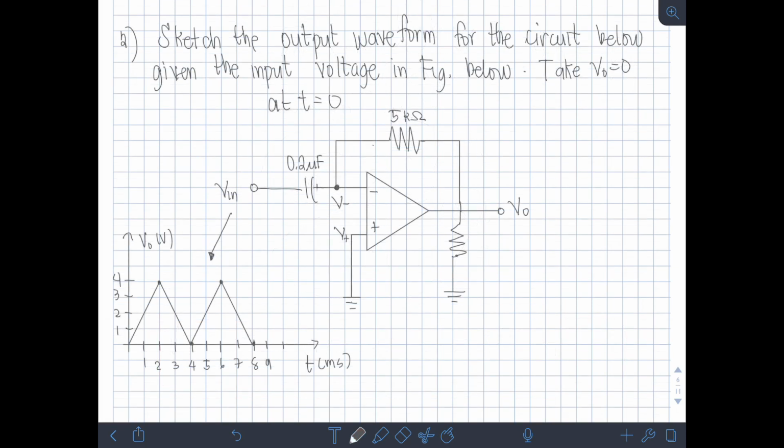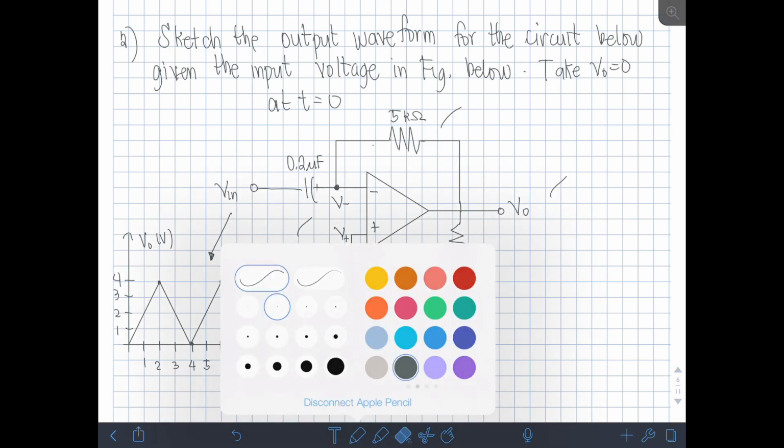Next, we have sketch the output waveform for the circuit below. Given the input voltage in figure below, take V0 is equal to 0 at T is equal to 0. Okay, so obviously, itong op-amp circuit natin ay differentiator kasi may feedback resistor tayo tsaka input capacitor. So, hanapin daw natin yung output waveform given this input waveform. So, ang first step ay identify muna natin kung ano ba yung representation ng input voltage natin base dito sa graph. So, hanapin natin yung equation ng graph. So, ito ay input.